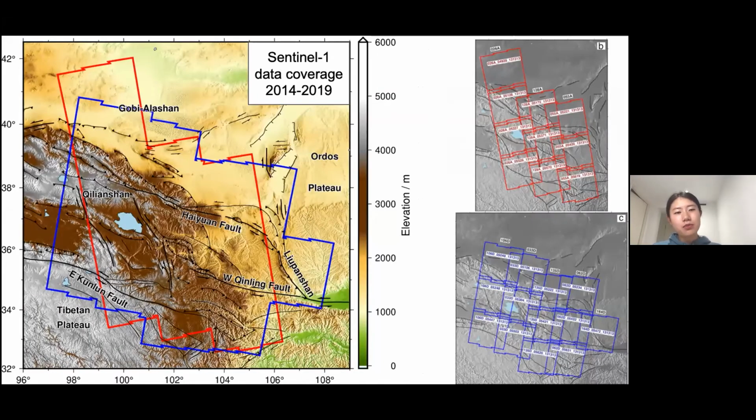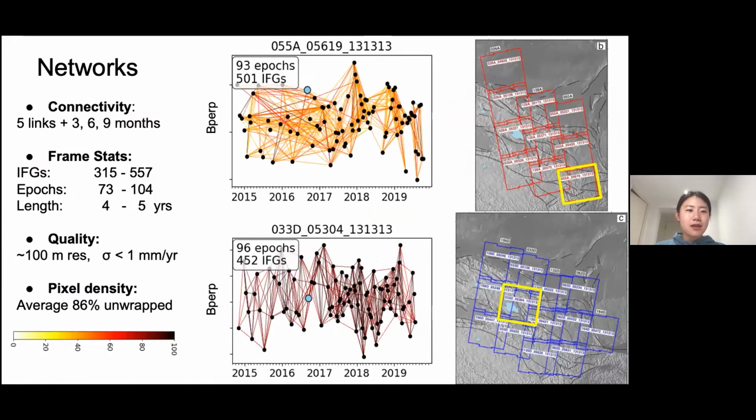In this study, we processed 10 ascending and 13 descending frames of Sentinel-1 data acquired between the end of 2014 and the end of 2019. In total, this covers an area of about 660,000 square kilometers. For each frame, we generate interferograms between each epoch and 5 consecutive links, plus 3-month, 6-month, and 9-month interferograms. These datasets together give about 300 to 550 interferograms per frame, spanning 4 to 5 years across 73 to 104 epochs.